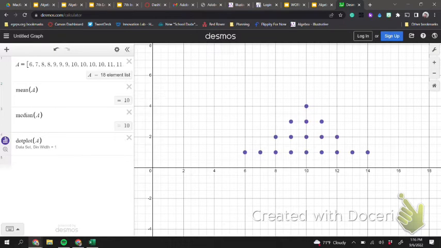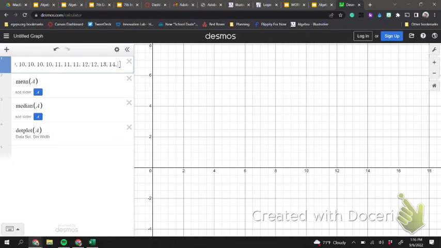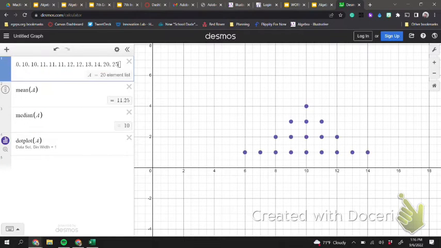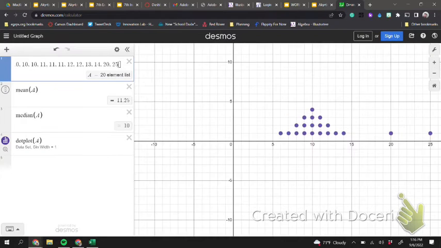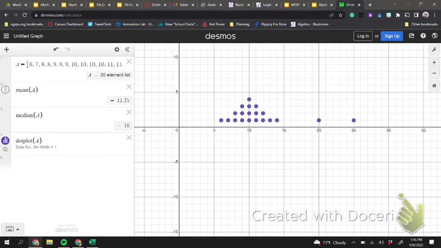Yep. Okay, so next it said, we're going to add some numbers to our set and we're going to see what happens. The first thing it says is add 2 numbers that are larger than 14, right? So I'm going to pick 20 and 25. So who can explain what happened to my dot plot now? Skewed right. Now let's check out my mean and median.